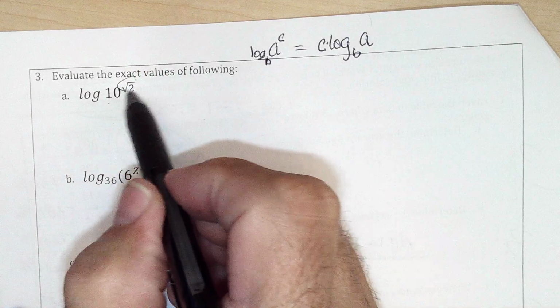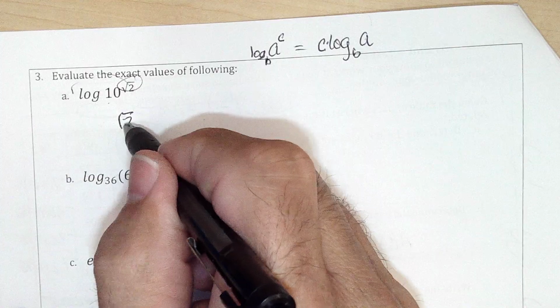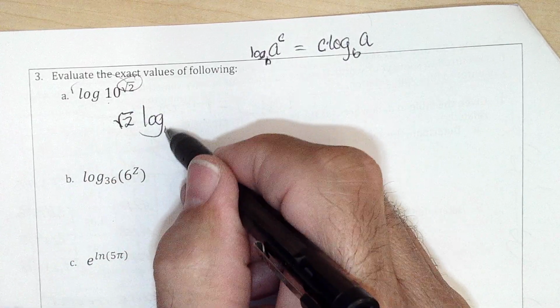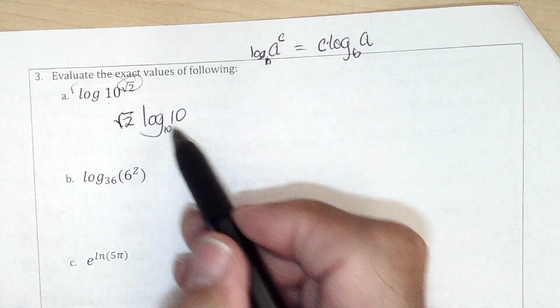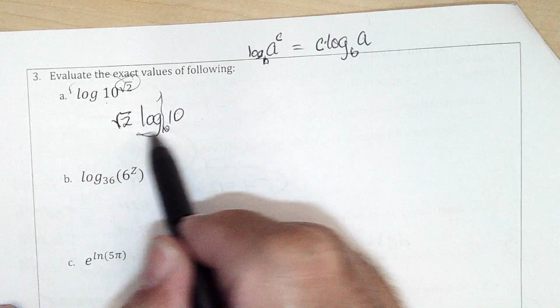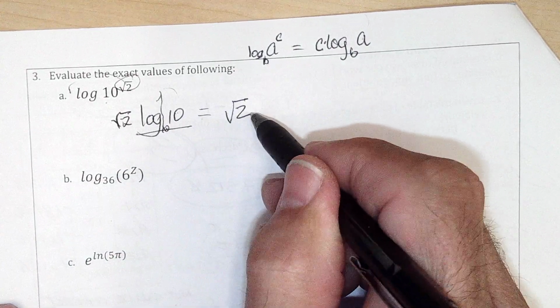so the square root of 2 comes down. Log, which is understood, base 10 of 10. To what power do I take 10 to get 10? This is 1 times the square root of 2, which is square root of 2.